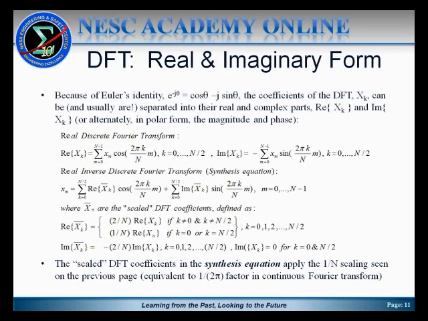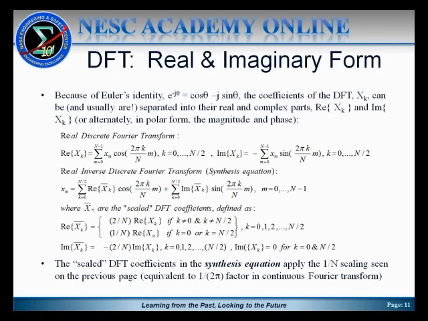Now we'll present the real and imaginary forms of the discrete Fourier transform. You may recall from Euler's identity that e to the minus j theta can be expressed as cosine theta minus j times sine theta. So the coefficients of the discrete Fourier transform, X sub k, that were presented on the previous slide can be, and usually are, separated into their real and imaginary parts, which we will denote here as Re{X sub k} and Im{X sub k}. Or alternately, as we'll see on the next slide, they can be written in polar form, which consists of the magnitude and phase.